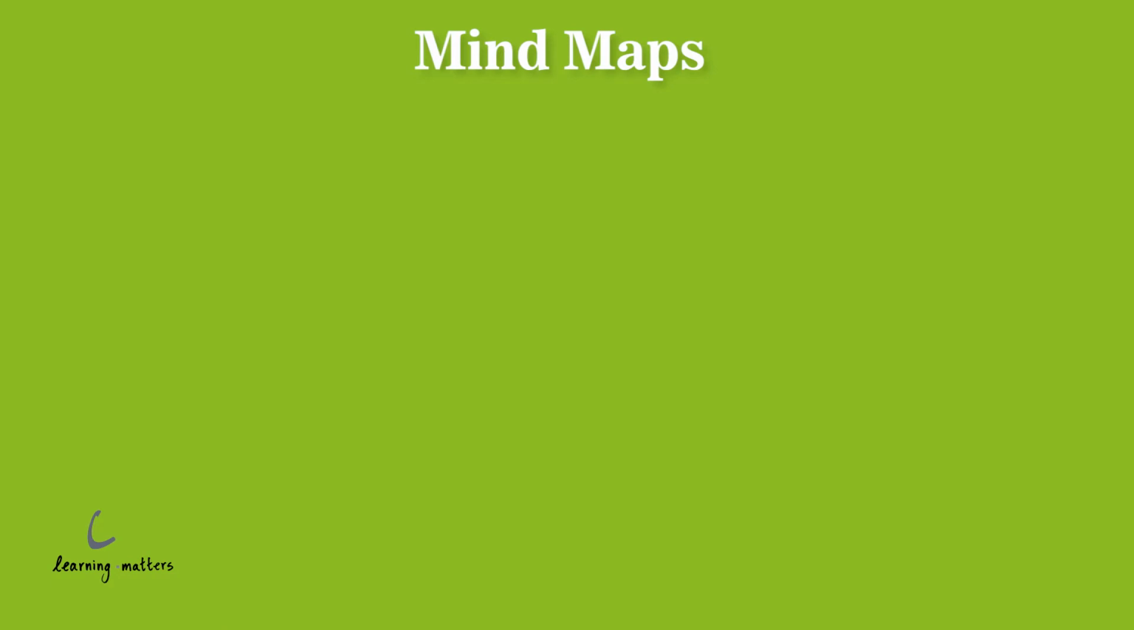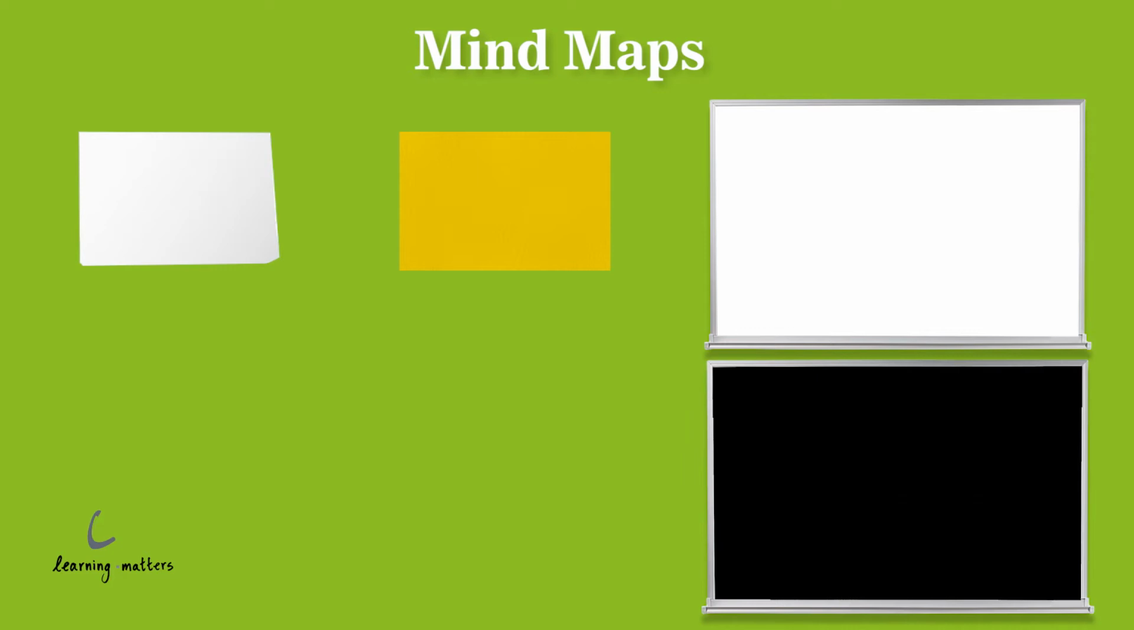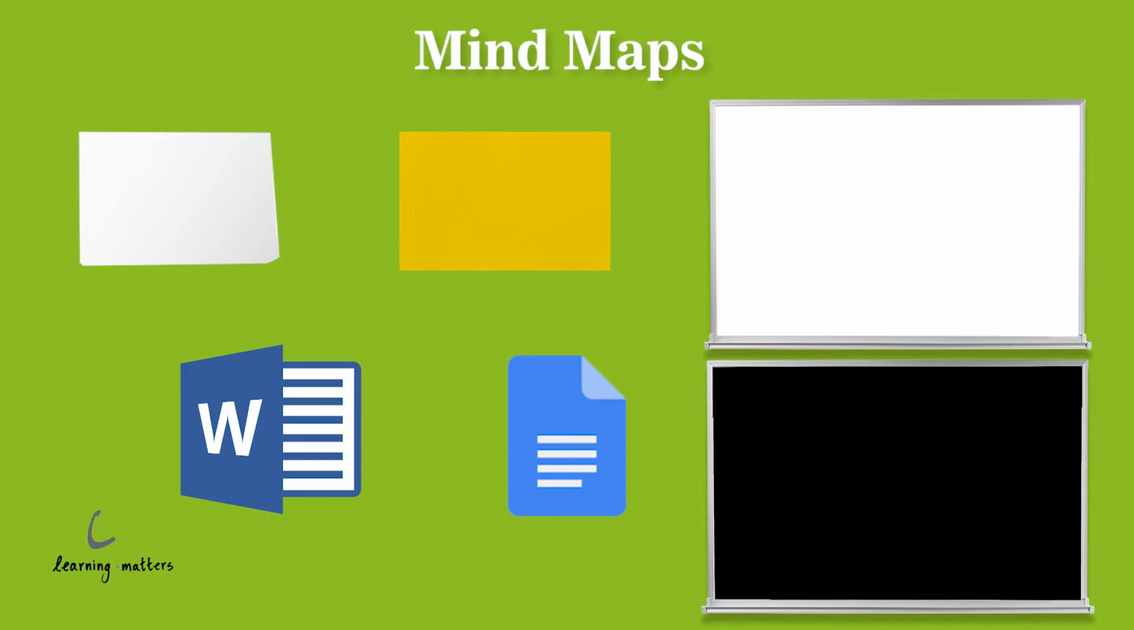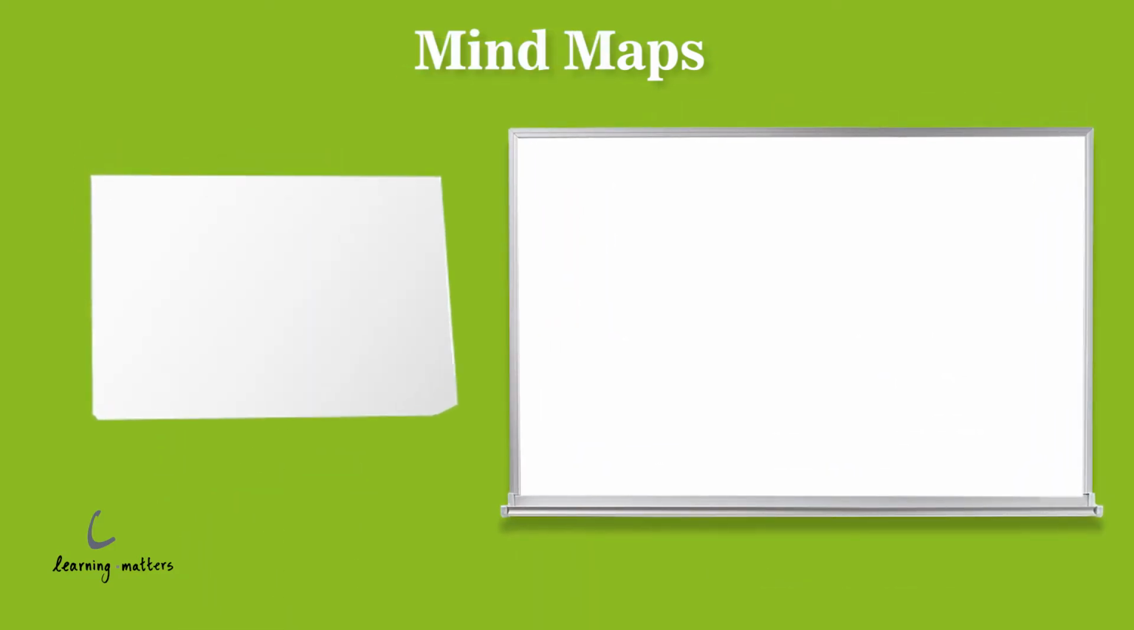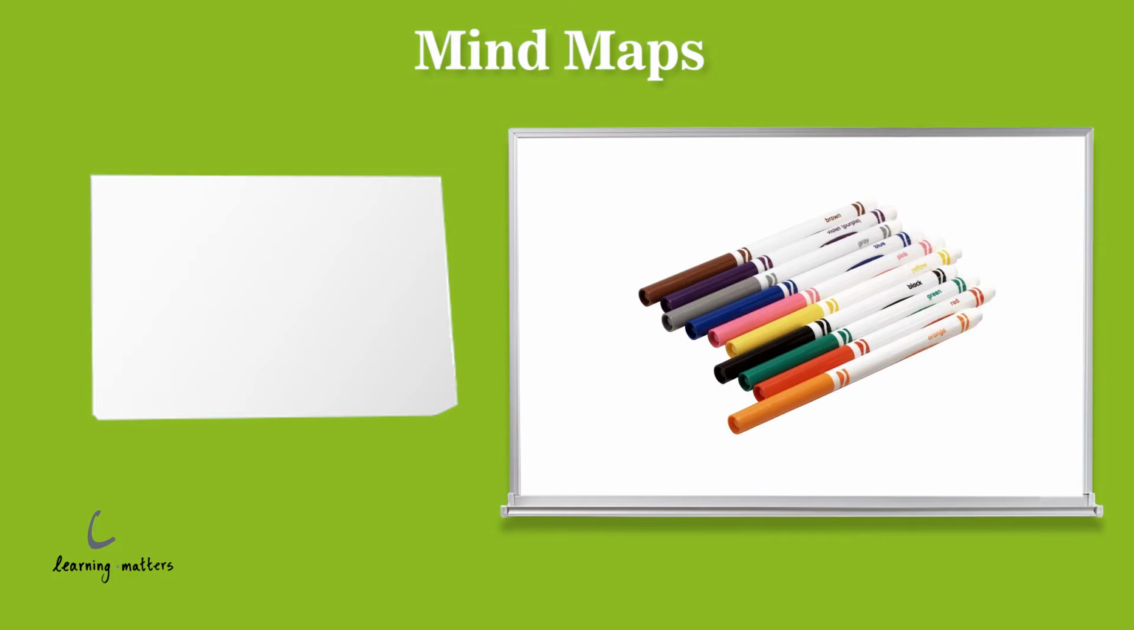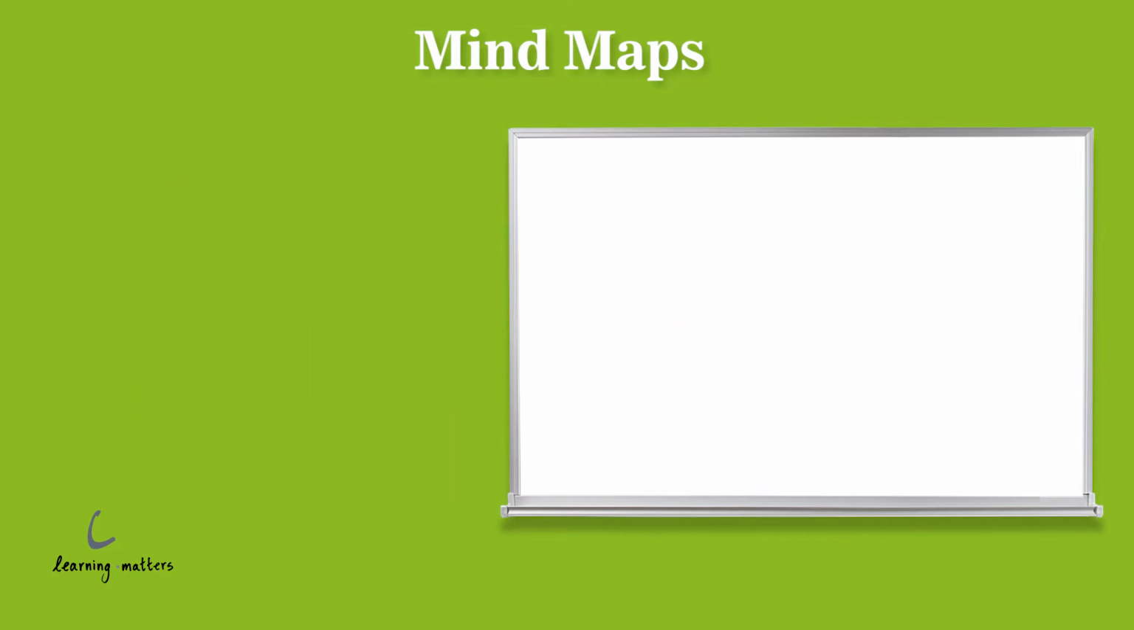To start creating your mind map, you need a blank sheet of paper, chart paper, whiteboard, or blackboard, or a word processing software such as Word or a Google Doc. If creating your mind map on paper or on a board, make sure you have plenty of different colors of markers or sketch pens to write with. Here's how you begin your mind map.